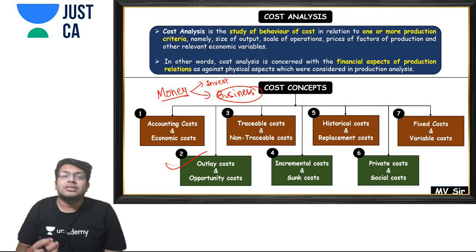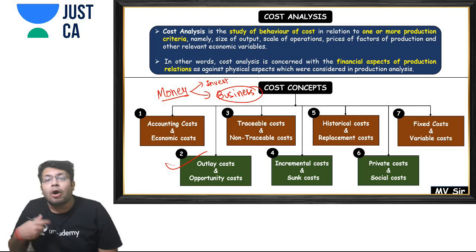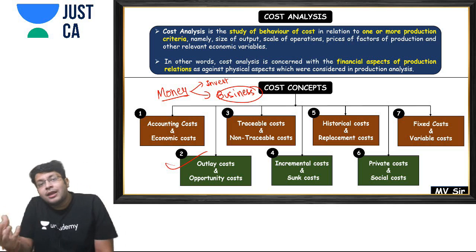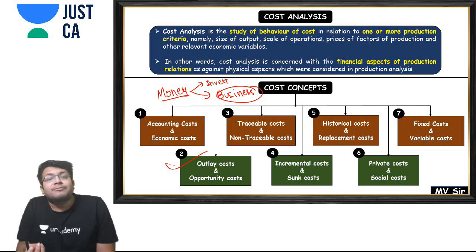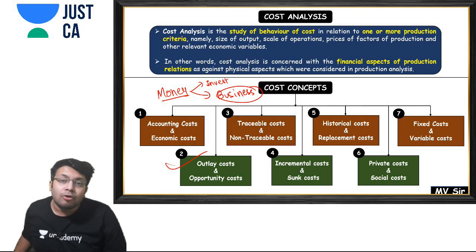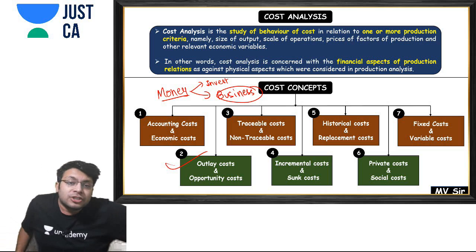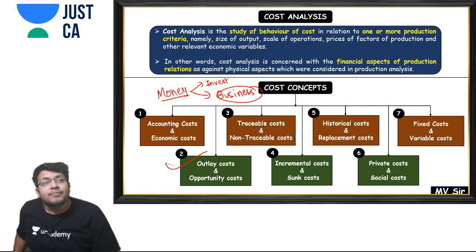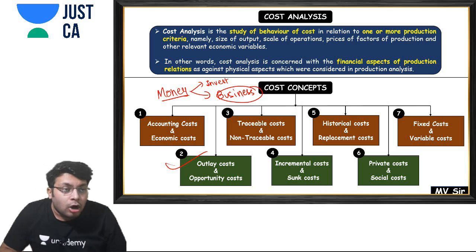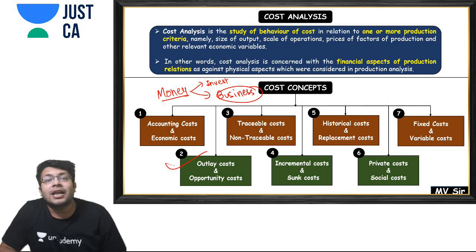What is outlay cost? Outlay cost means again the same thing as accounting cost. Under outlay cost, you actually have to incur expenditure, and outlay costs are recorded in your books of accounts. And what is opportunity cost? Opportunity cost means the cost of the next best alternative foregone.